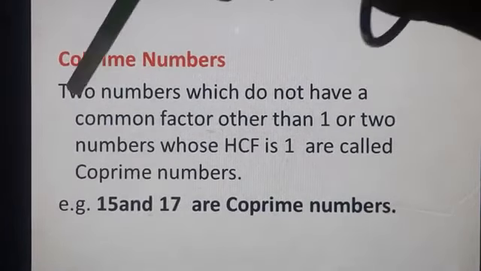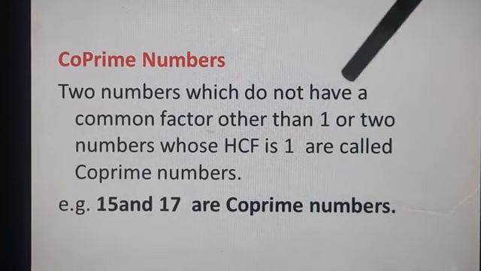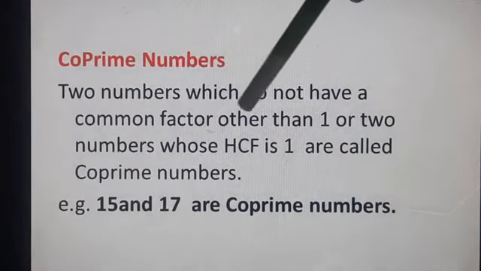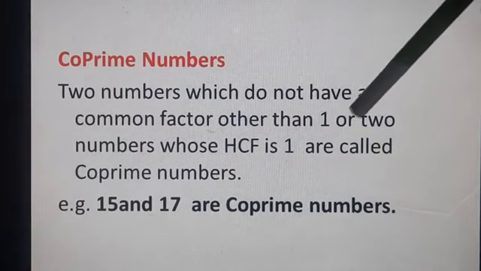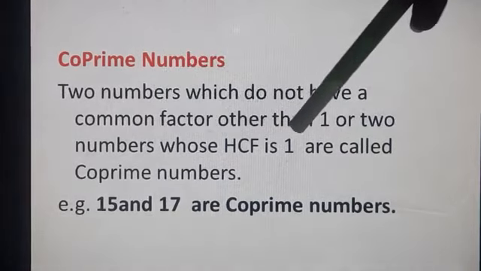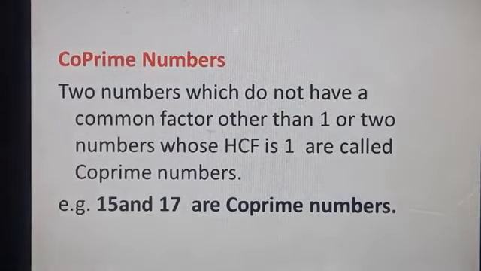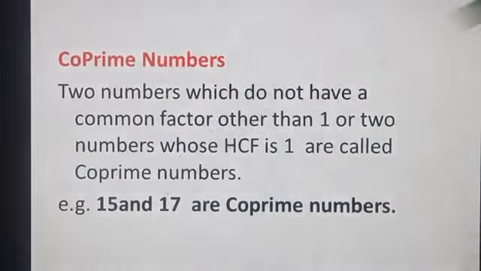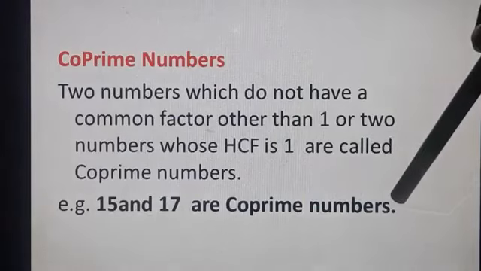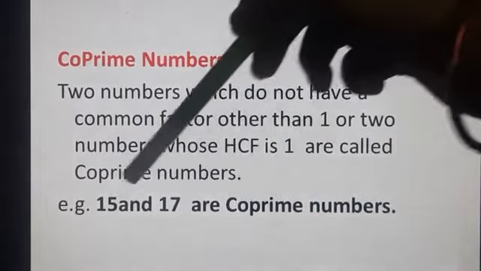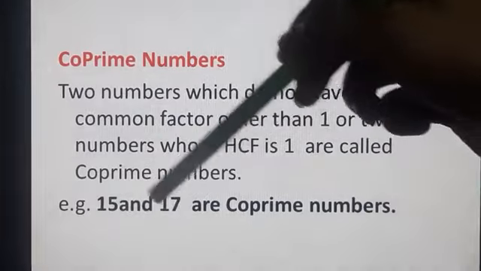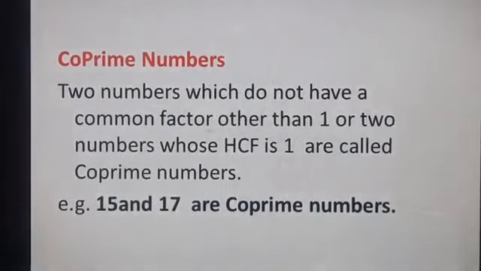Co-prime numbers. Two numbers which do not have a common factor other than 1, or two numbers whose HCF is 1, are called co-prime numbers. The numbers whose HCF, meaning highest common factor, is 1 are known as co-prime numbers. See this example, 15 and 17. These are co-prime numbers because their HCF is 1. Common factor is 1, highest common factor is 1 only.